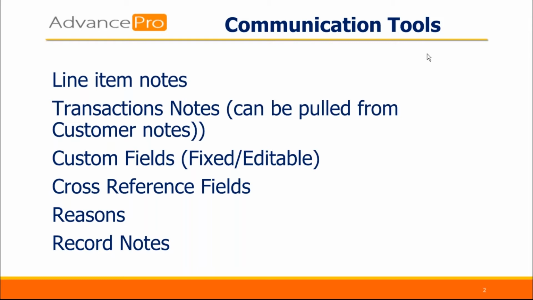Now we also have reasons. So throughout certain transactions you actually do require a reason, and that gets recorded within your paper trail, and it gets reported for certain types of items on things like transfer orders and adjustments. And then finally, last but not least, we do have record notes. So these are customer notes, product notes, and vendor notes. And as you'll find out, some of those can actually turn into transaction notes.